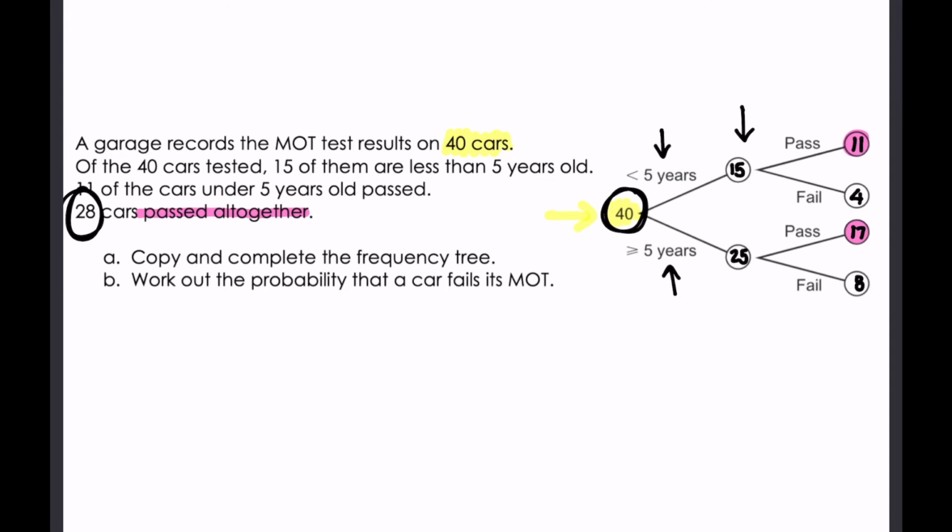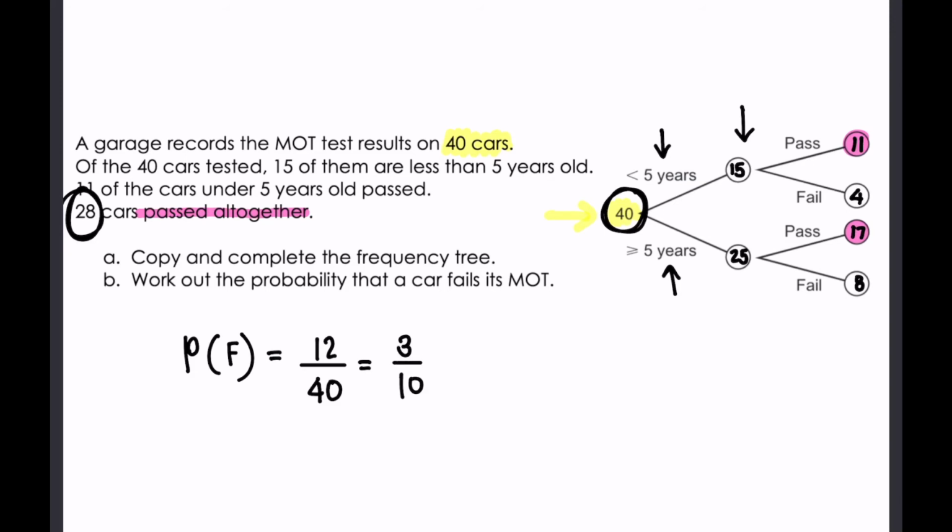Now it says work out the probability that a car fails its MOT. So the probability of it failing would equal how many cars are there in total? There are 40 cars. How many failed? We have 4 and we have 8, which is 12. 12 out of 40 chance of it failing, which gives me 3 out of 10.